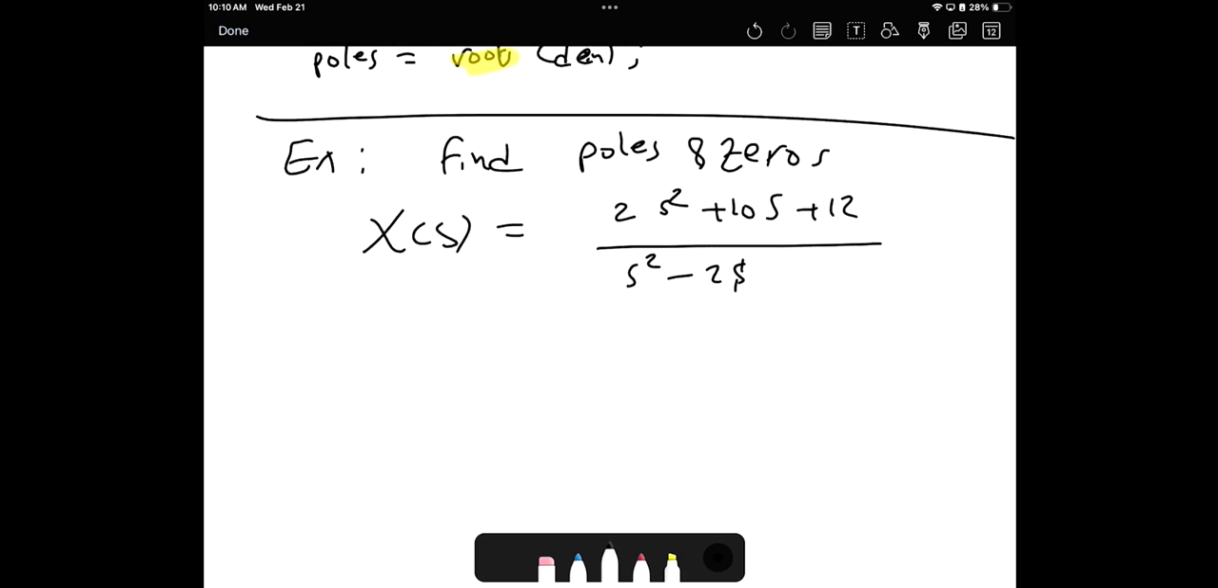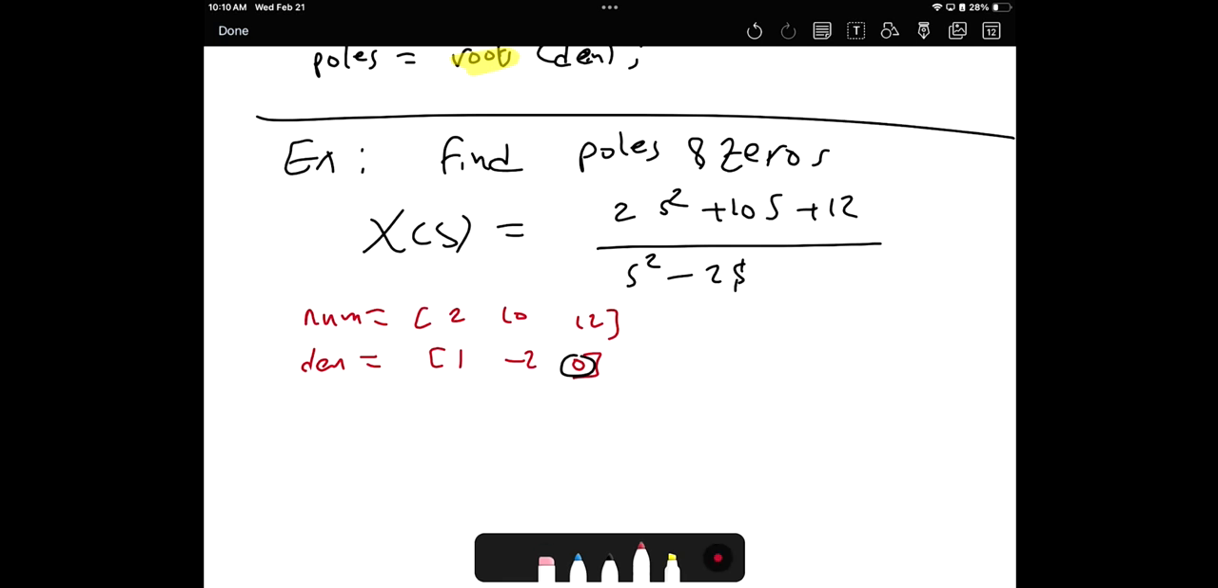Okay, how to find the poles and zeros? Let's see. If we want to use MATLAB, the life will be easier. So we can say the numerator equals 2, 10, 12, and the denominator equals 1, negative 2, and there should be a 0, because the constant is missing here, so we will put 0. Keep in mind to put that 0 here because we need to put them in order.